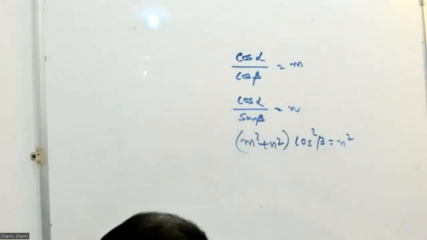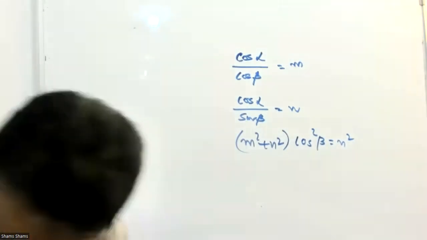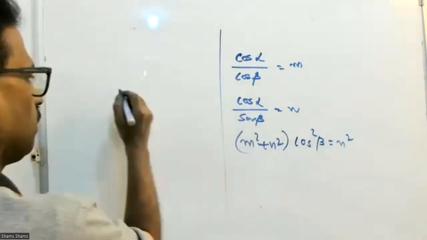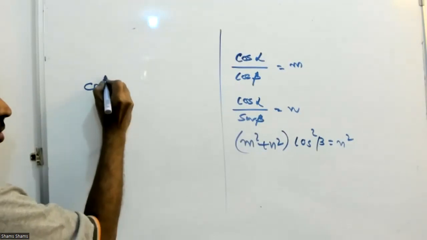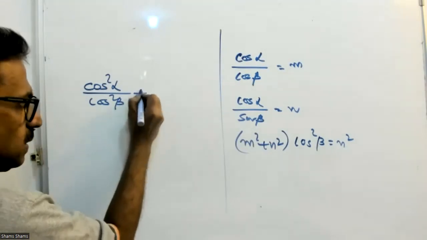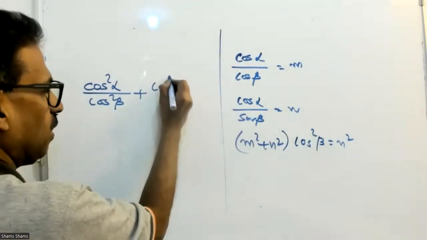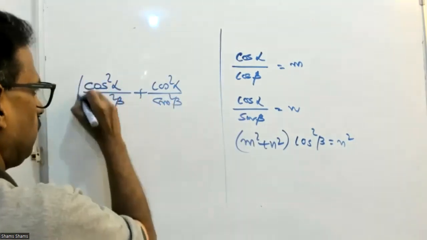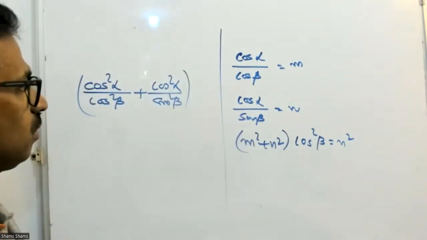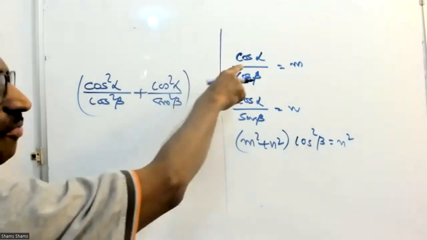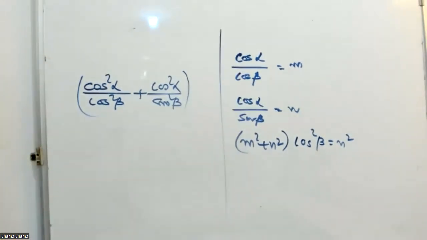Okay, look at here. M square is cos square alpha divided by cos square beta plus cos square alpha divided by sin square beta. Cos alpha by cos beta whole square means cos square alpha divided by cos square beta.